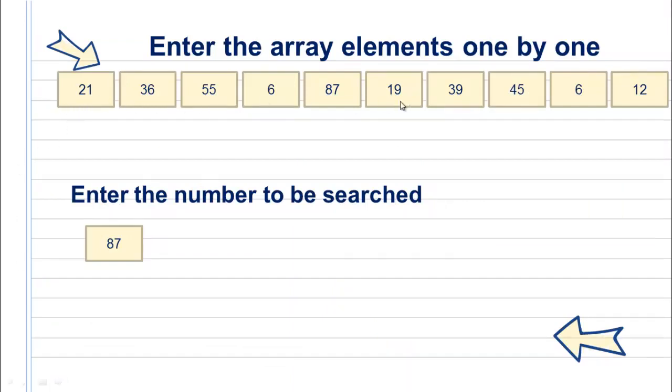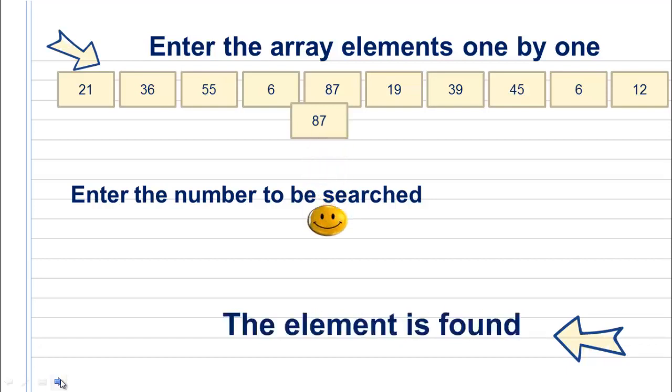So these are the elements of the array given, and this is the number to be searched. What will happen here? Come on, let's explore. 87 will be compared with 21. 87 is not equal to 21. It comes back. 87 is compared with 36. It is not equal to 36. It comes back. 87 will be compared with 55. Both are not equal. 87 is compared with 6. Again, both are not equal. 87 is compared with 87, it is equal. So what will happen here is the element is found. So this is how the search works.